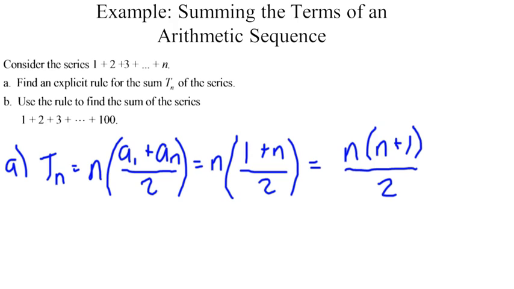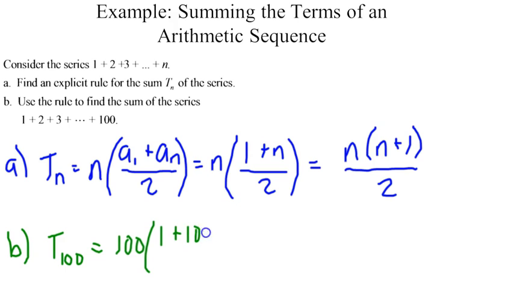Now in part B, we're going to use this rule to find the sum of the series when we know the first term and the last term in our series. So for part B, we have t sub 100 is equal to, we're taking n, the number of terms, which is going to be 100 in this case, multiplying by our first term plus our last term and dividing by 2. And if you go through and simplify this, you are going to get 5050.